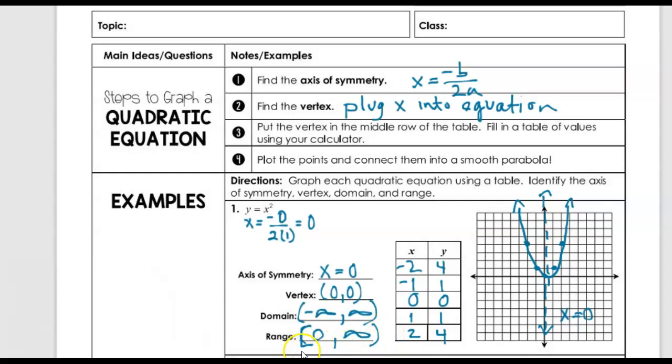The other thing that you can see is the range. Because the vertex is a minimum, there are no values for this function below 0. So the lowest output we're going to have is 0, and it includes 0. So you'll notice I had a bracket here, and then it goes up to positive infinity because there's no maximum. The outputs will continue. So again, one of the things we want to pay attention to is domain and range of these functions as well.